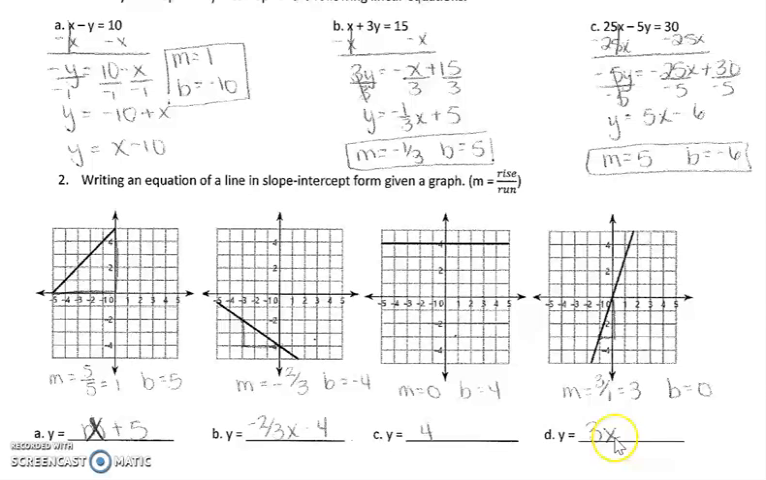Y equals mx plus b. So think about that plus 0. Do we need to write in a plus 0? No, we don't. That's just extra stuff we don't need to write. So y equals 3x, and just leave it like that.